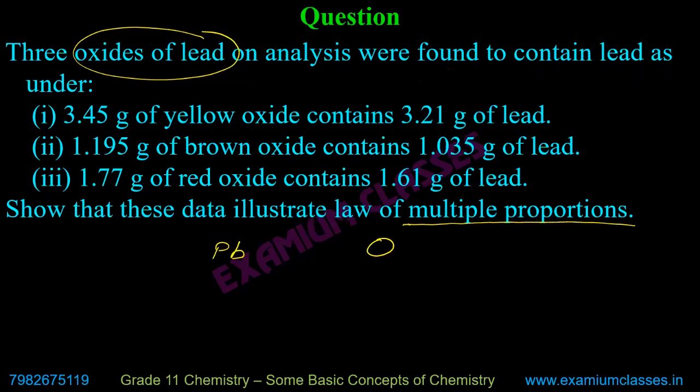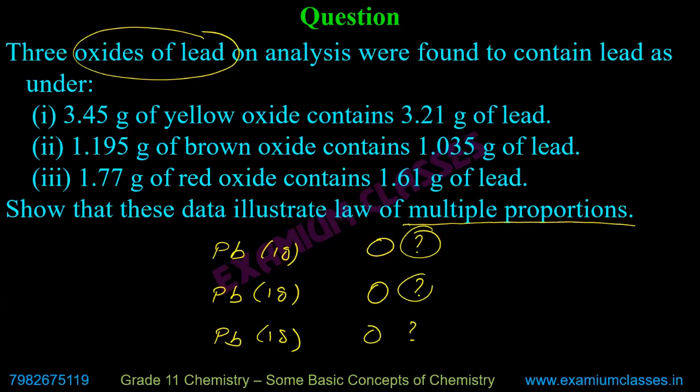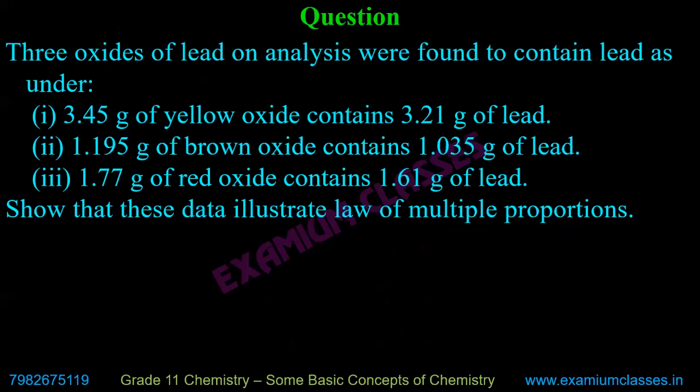What we need to do, in all cases, we need to fix the mass of lead as 1 gram, and then we calculate the mass of oxygen. These three should be in simple whole ratio. Then it will be law of multiple proportion. By now it should be clear. It is similar to previous two questions. That's what we will do here.